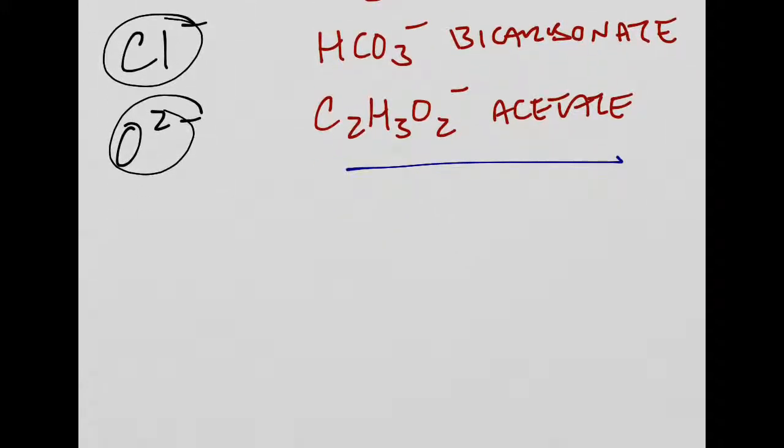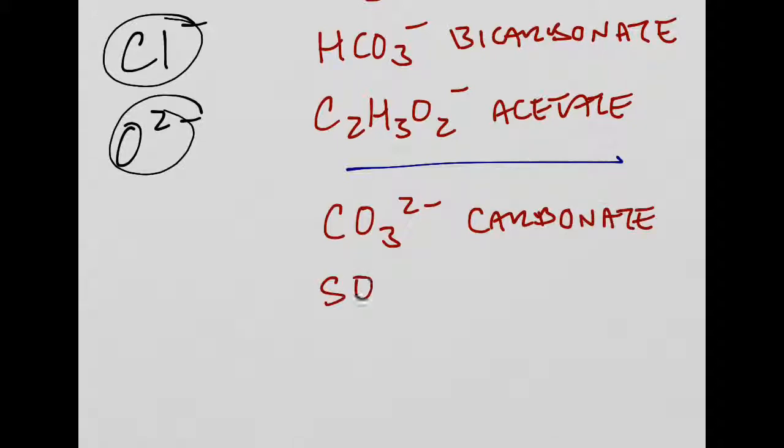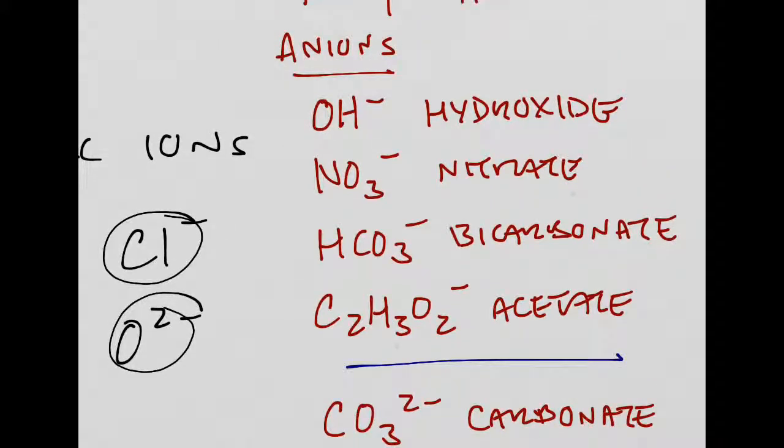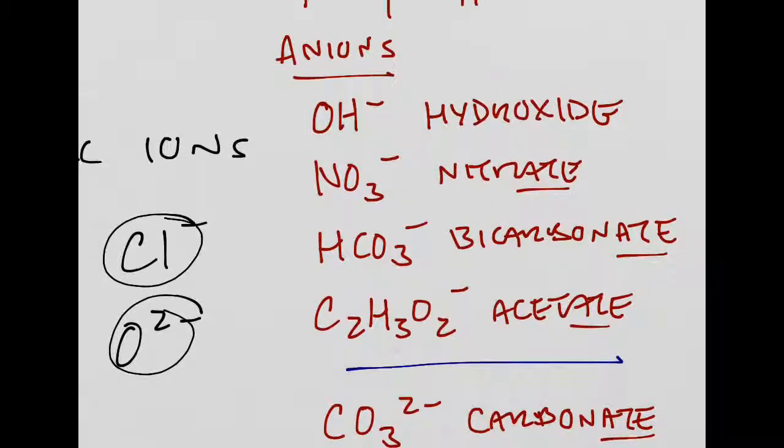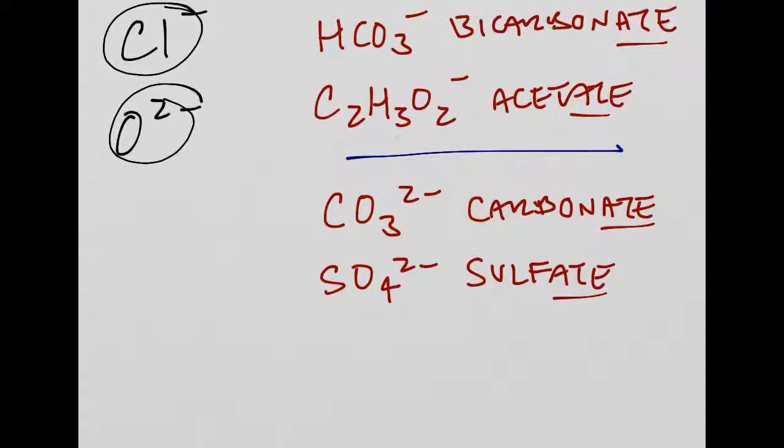And then we have a couple of -2 polyatomic ions. We have carbonate. And sulfate. That's an S. Oh boy, that's a mess too. Hold on, let me restart that again. Notice how a lot of these end in ATE, right? Except for hydroxide. ATE is going to be a good hint to know that it's going to be a polyatomic ion.